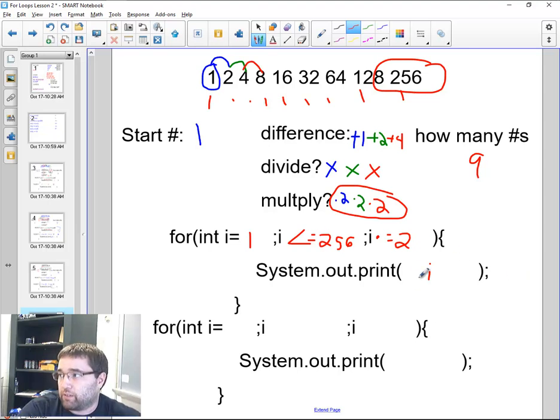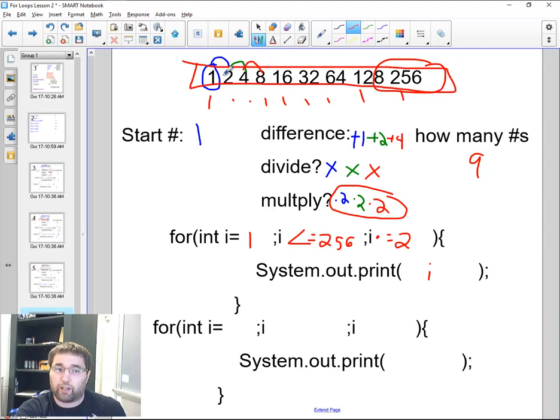Hopefully you got that. If you didn't, it's perfectly okay. That's why it's a lesson. You're still learning. Question? Why do we output I? Because I is the value that shows up in this list. So we're actually changing I to be 1, 2, 4, 8, 16, 32.